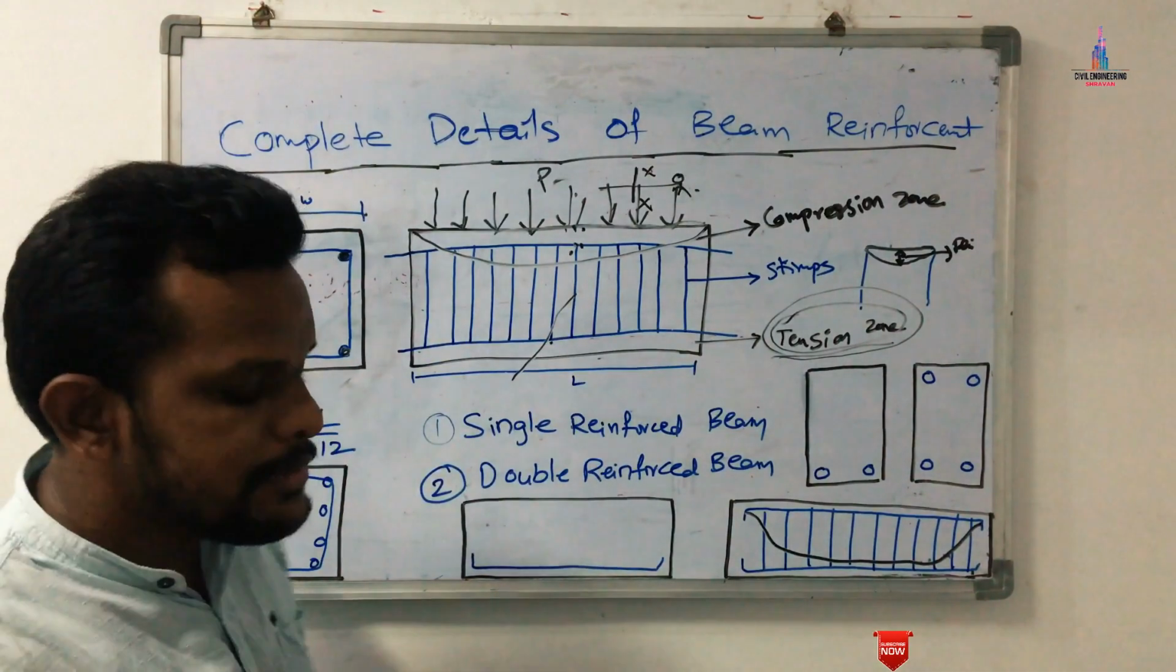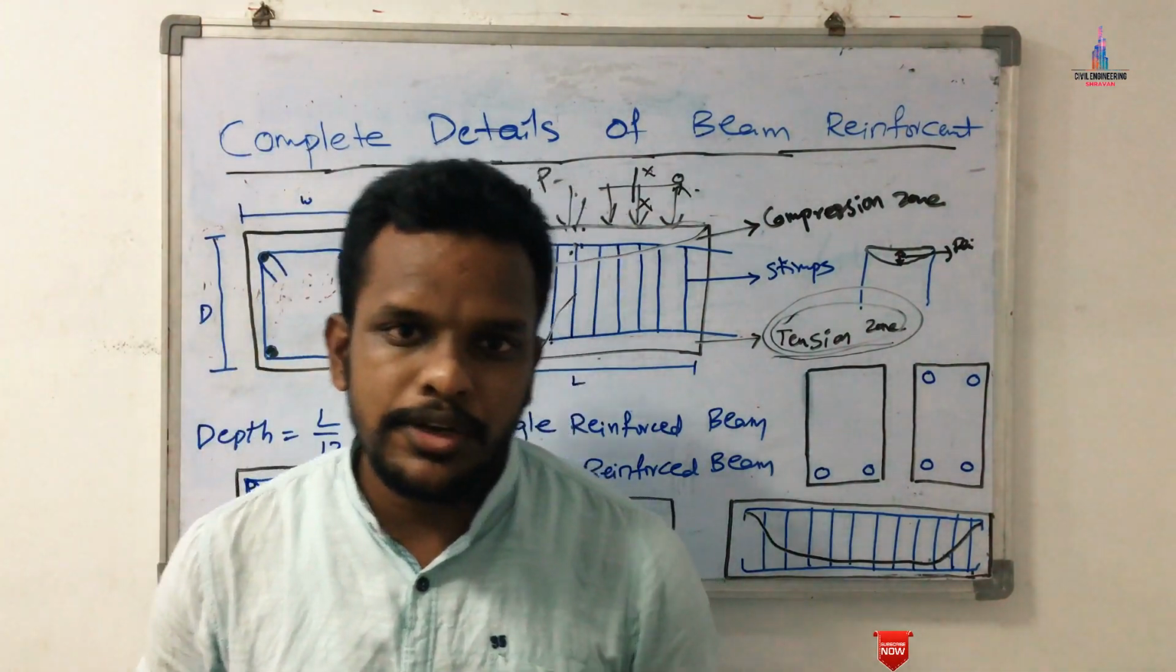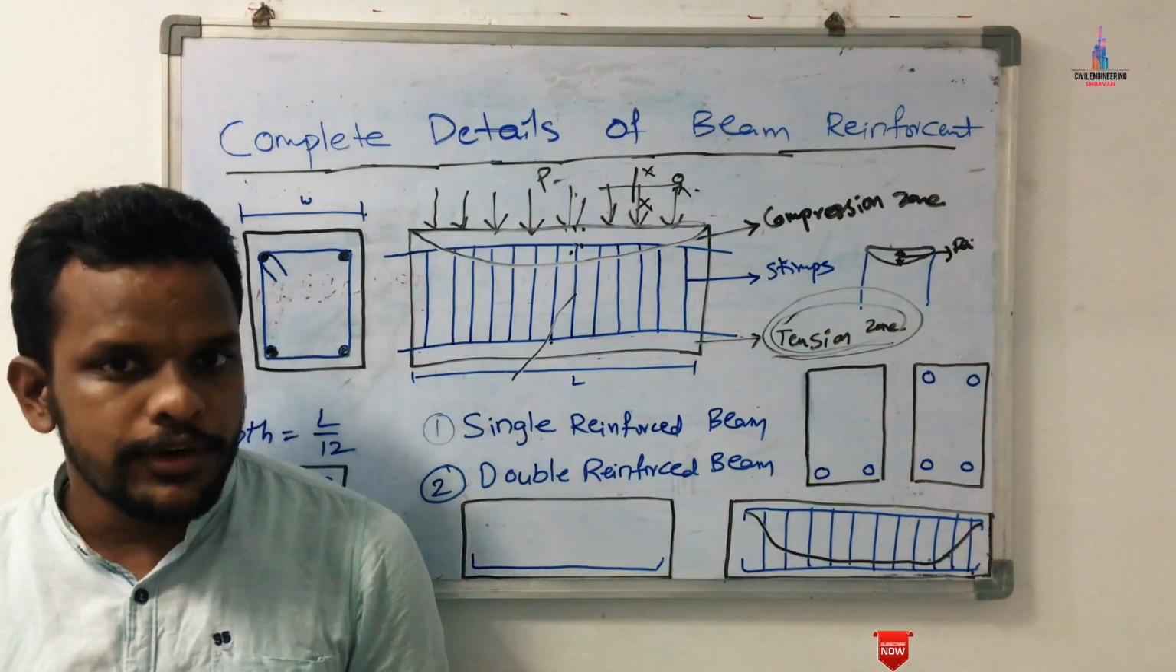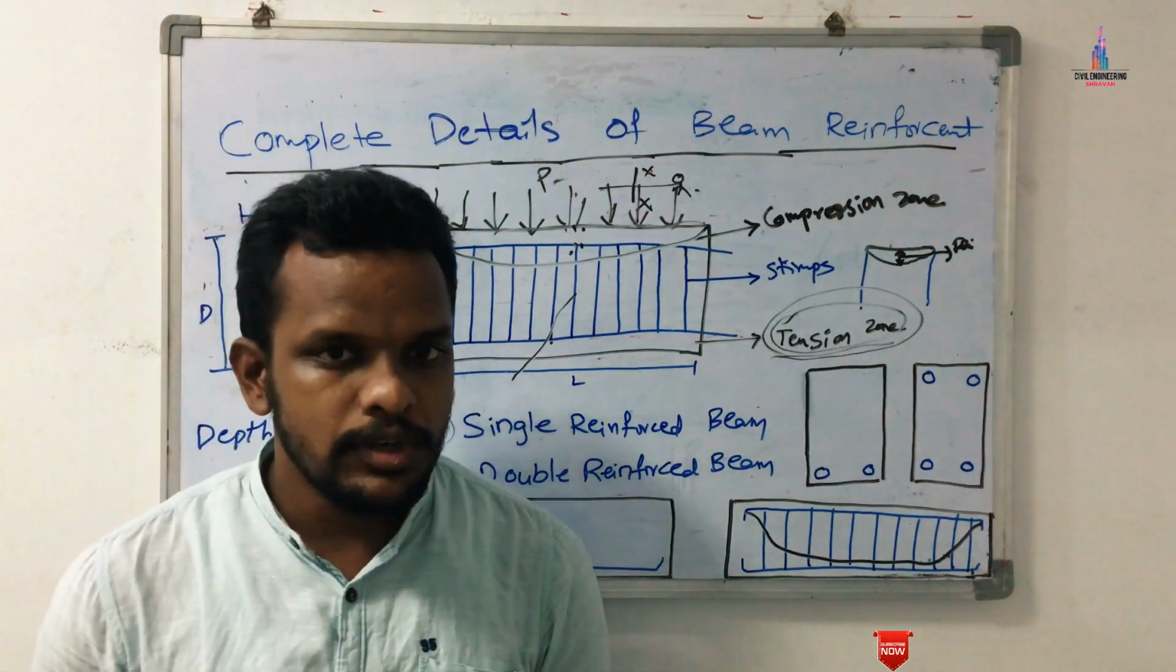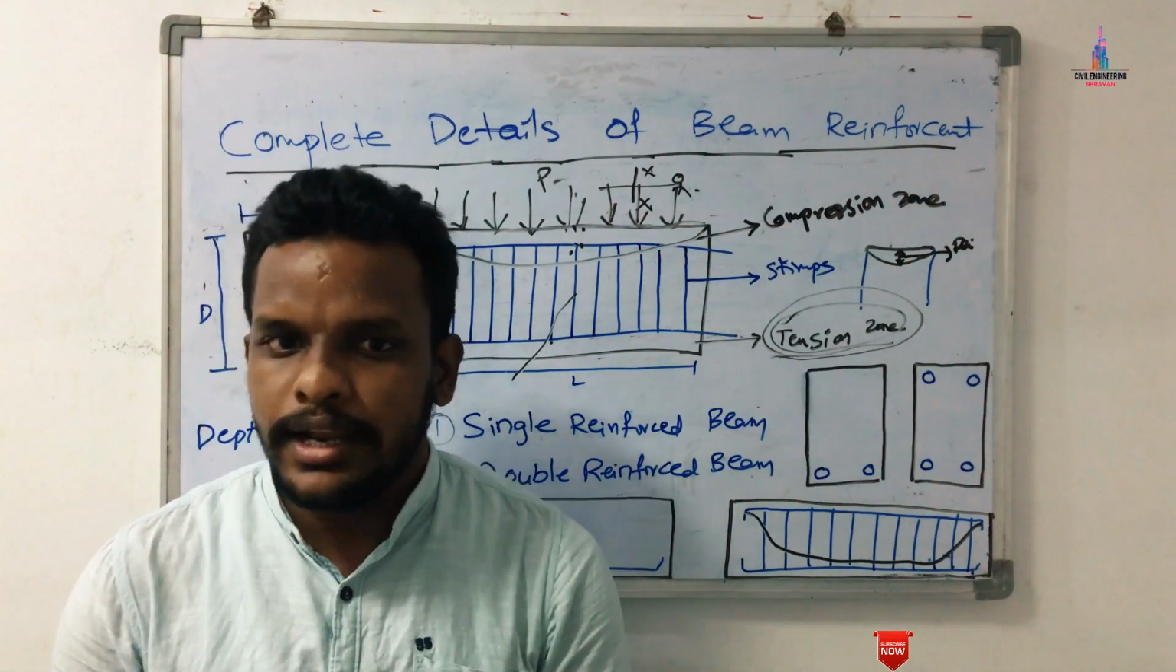Basically, beams are divided into two types, depending upon your loading condition system. The first one is the single reinforcement beam, and the second one is the double reinforcement beam.